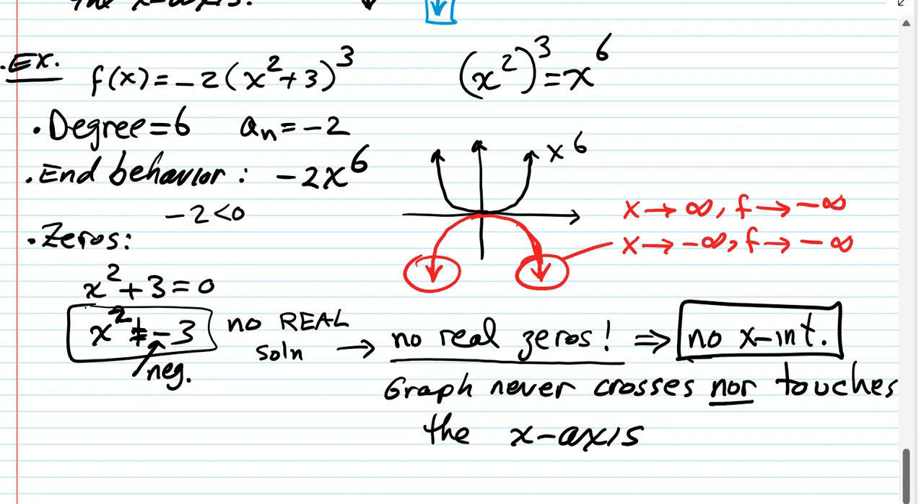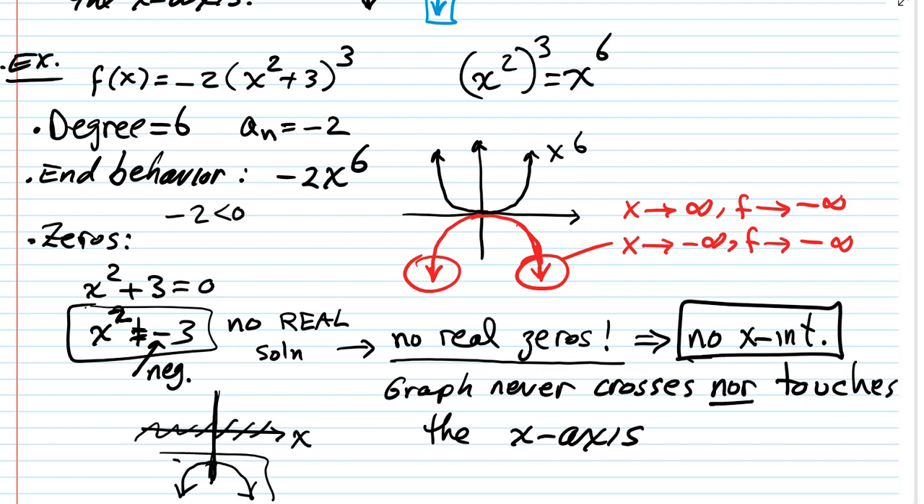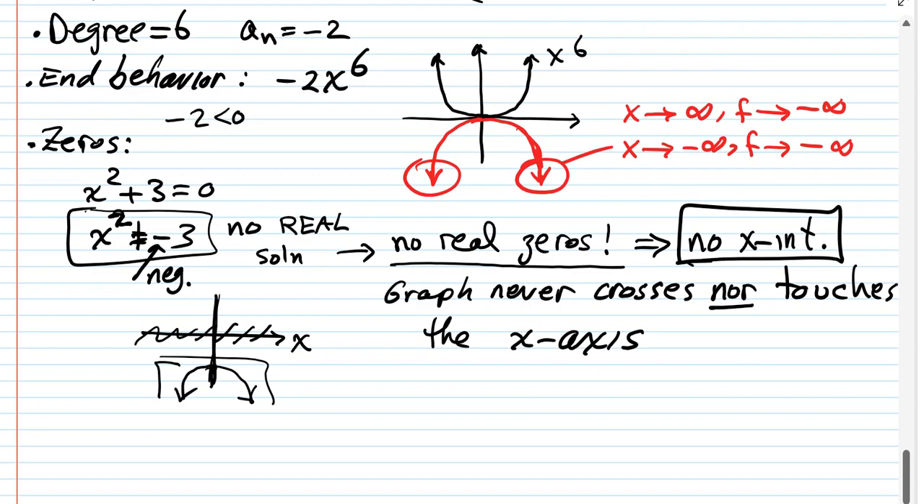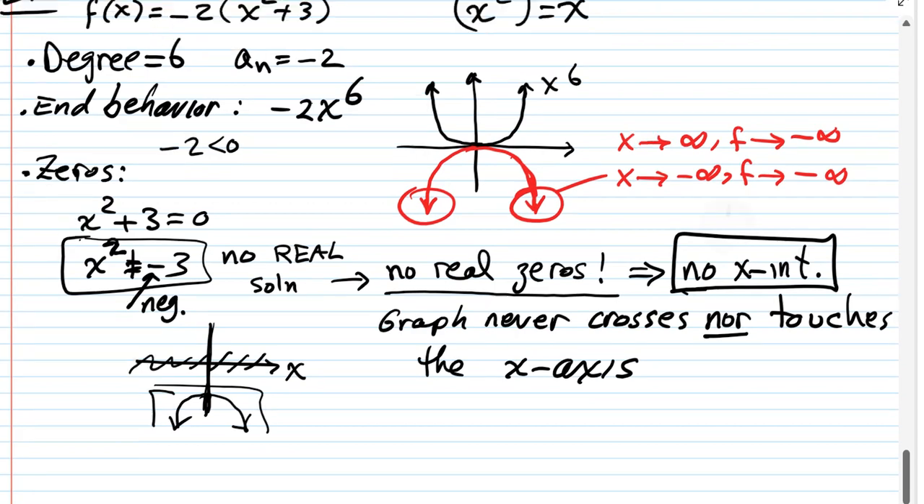So what could the graph of this possibly look like? It's probably going to look very much like what we have in red. It's going to probably look something like this. And you can see that there are no x-intercepts. And here's the graph. The graph is entirely below the x-axis. It's most likely going to look like that. Okay, so there you have it.